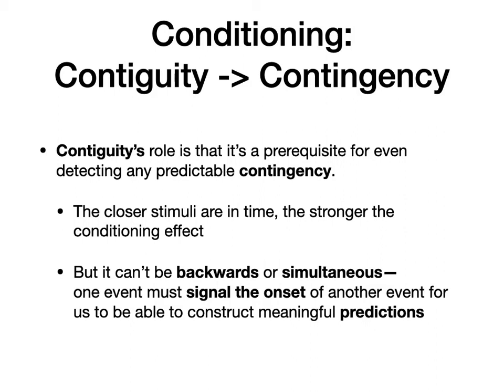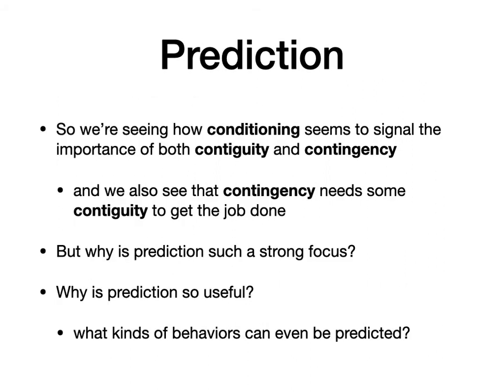So the role of contiguity is that it's kind of a prerequisite for even detecting contingency, right? If the stimuli are closer in time, there's a stronger conditioning effect, but it can't be backwards or simultaneous. One stimulus has to signal the onset of another one. So helping to make these predictions, right? Remember that the brain or the mind is, in many senses, a prediction engine. So, prediction.